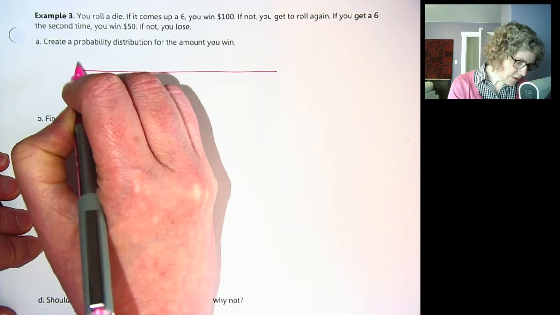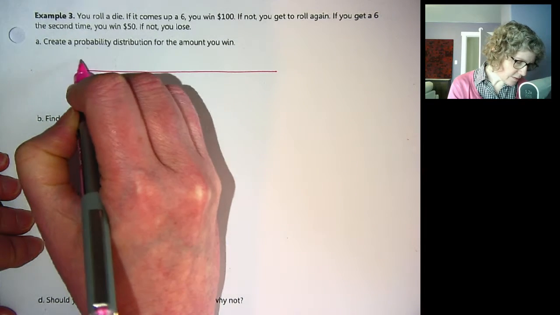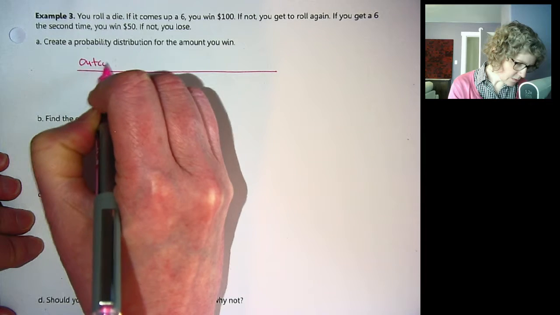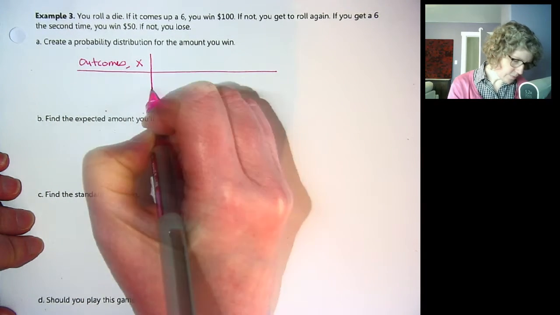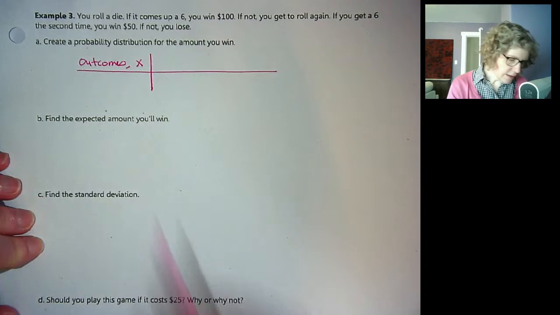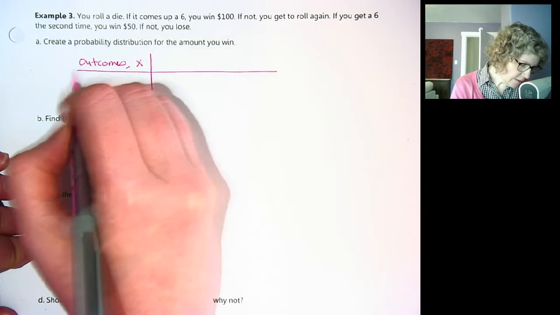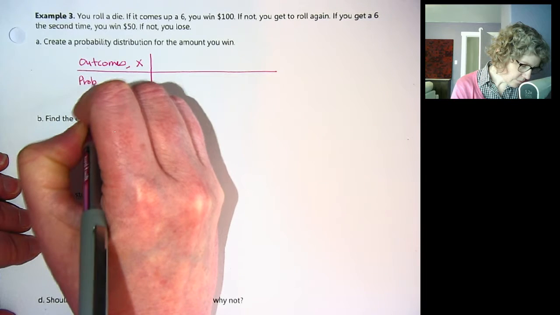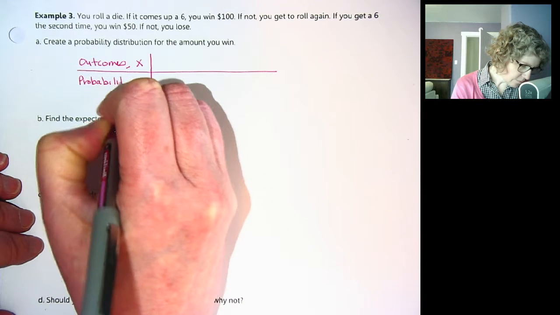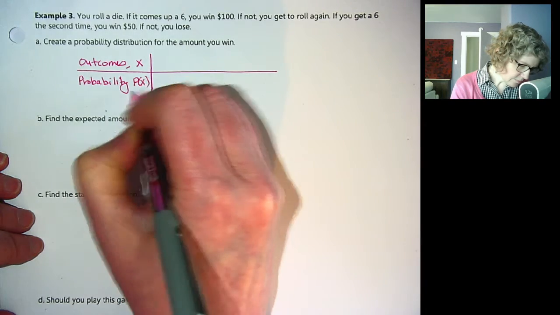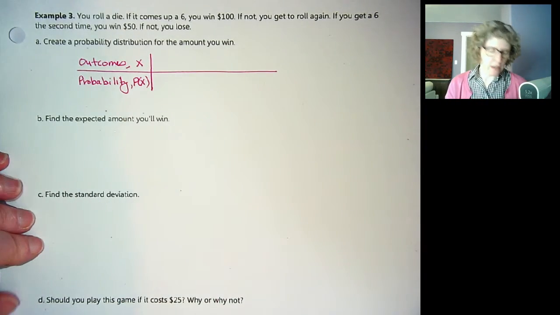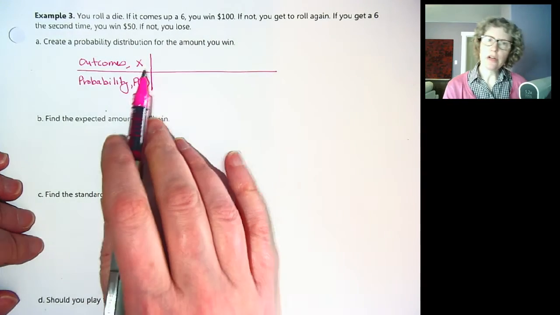The first thing we need to think of are our different events or outcomes, and we call those X. And then the bottom row usually is the probability. We could call that P of X. In other words, it's the chance of this outcome happening.